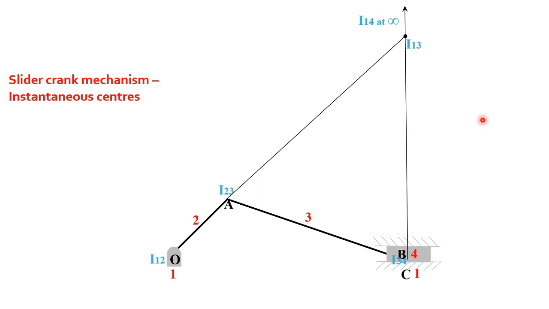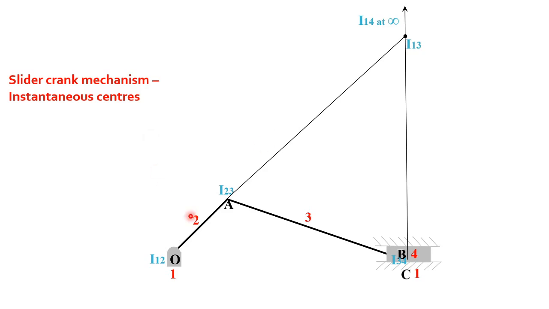Similarly you locate I24. To locate I24, consider 2 combinations: 1, 2, 4 and 2, 3, 4. When we consider 1, 2, 4, the centers are I12, I14 and I24. Then if you consider 2, 3, 4, the centers are I23, I34 and I24. So first you have to connect I12 and I14. So I12, I14 and I24 will also be on the same straight line.